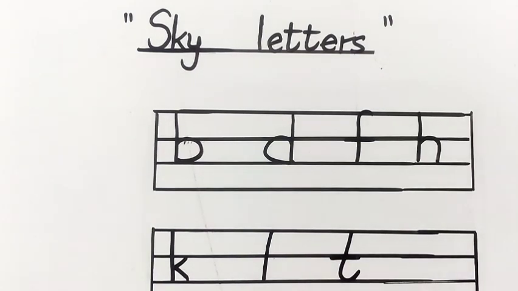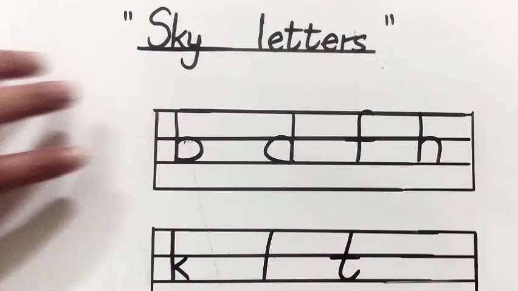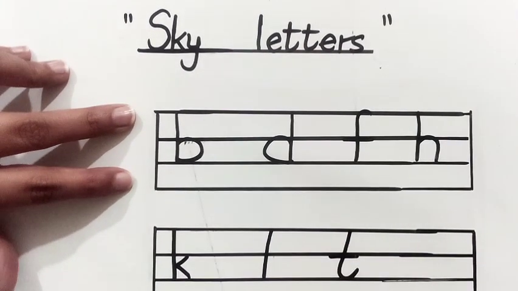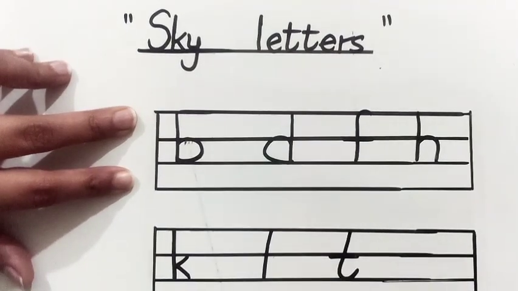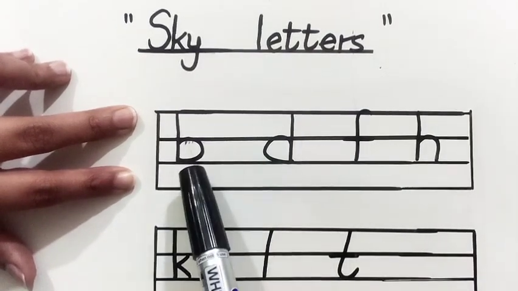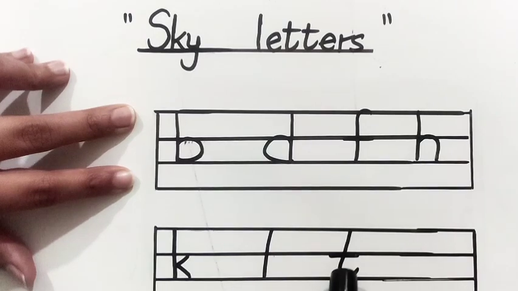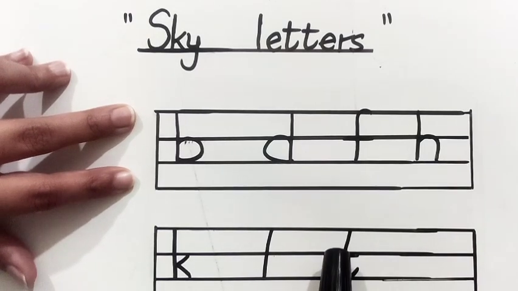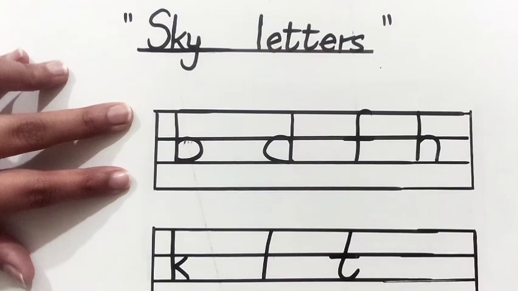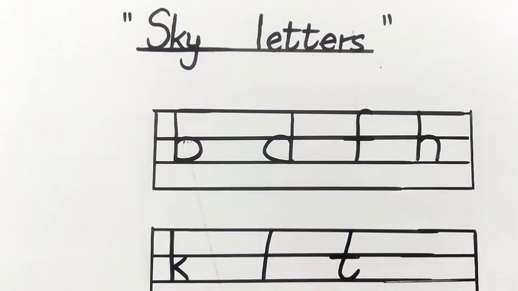Alright, these are called sky letters because they fit in the first three lines. The total number of sky letters is 1, 2, 3, 4, 5, 6, 7, right? There are 7 sky letters in the English alphabet.